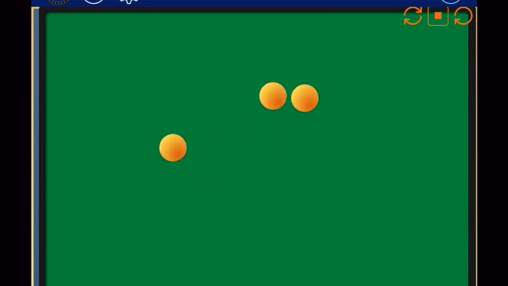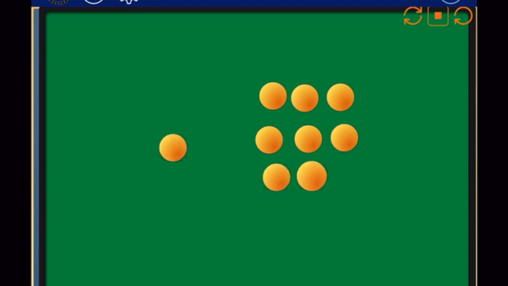1, 2, 3, 4, 5, 6. Delaney gave him 4 more. 1, 2, 3, 4. How many balloons does Isaac have now? 1, 2, 3, 4, 5, 6, 7, 8, 9, 10. So that is a very simple direct modeling representation of some single digit addition.